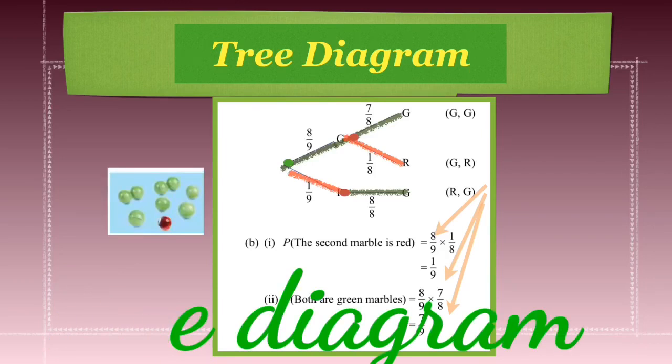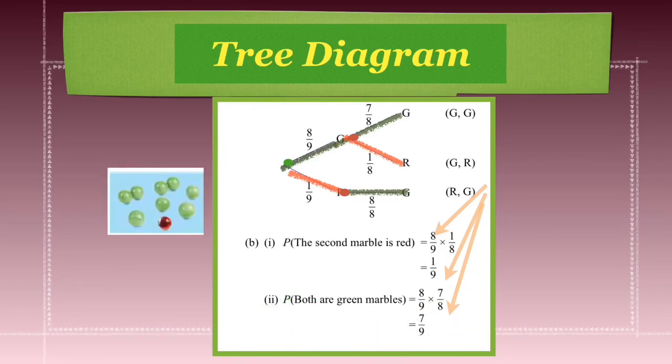Now the tree diagram looks like this. We always start with the dot. Probability of getting green is 8/9 and probability of getting red is 1/9 because 8/9 plus 1/9 must be equal to 1. So if probability of getting green is 8/9, the probability of getting red should be 1 minus 8/9, which is 1/9.